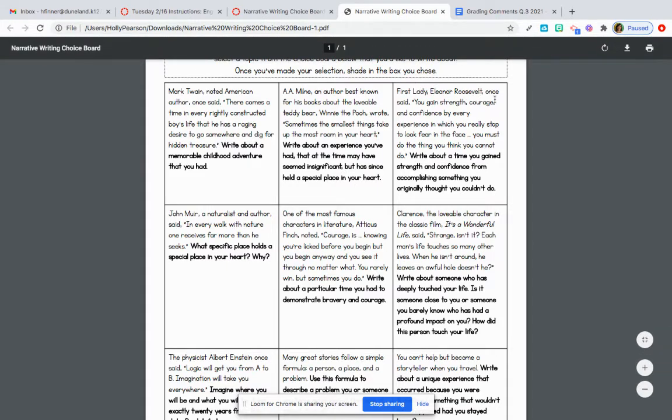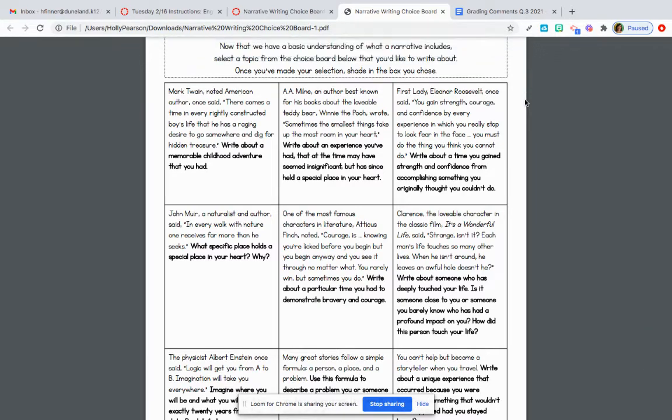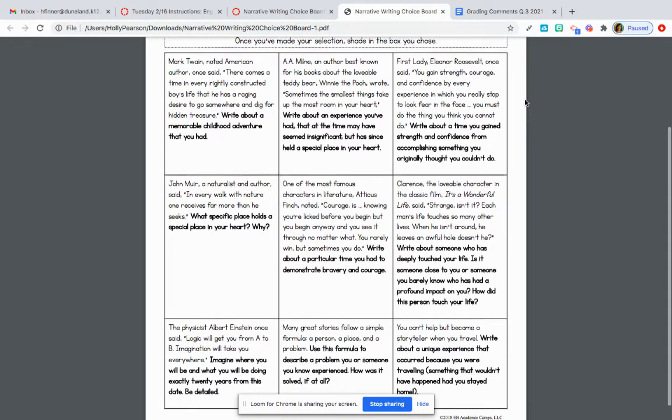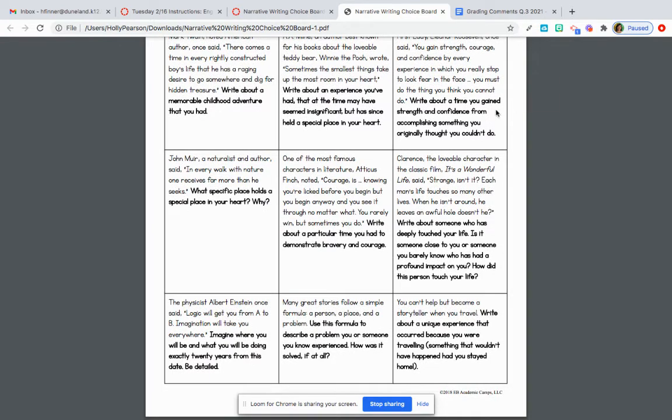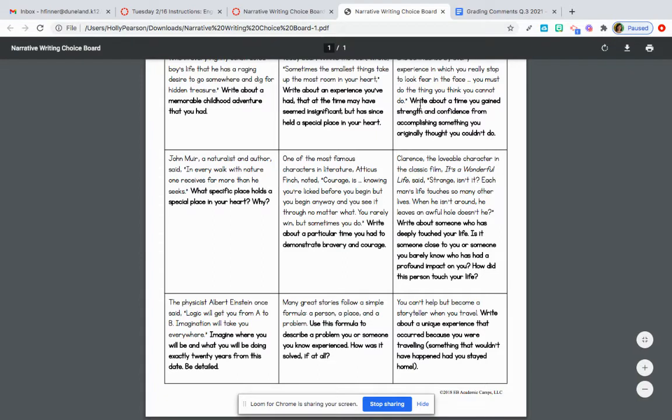Next, First Lady Eleanor Roosevelt once said, you gain strength, courage, and confidence by every experience in which you really stop to look fear in the face. You must do the thing you think you cannot do. If you choose this option, you're going to write about a time that you gained strength and confidence from accomplishing something you originally thought you couldn't do.